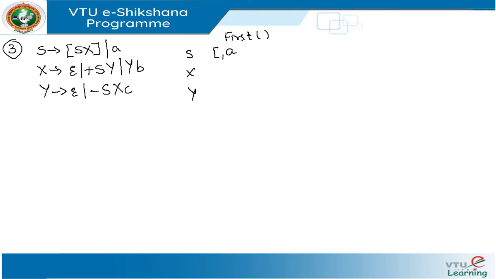The next one, let us take the non-terminal X. So the X production has three alternatives. The first alternative is epsilon. So epsilon is present in first of X. Then if we consider the second alternative, the first symbol that is derived is plus. So plus is also included in first of X. In the third alternative, we have the non-terminal Y. So Y is a non-terminal, and this Y can derive epsilon or minus.